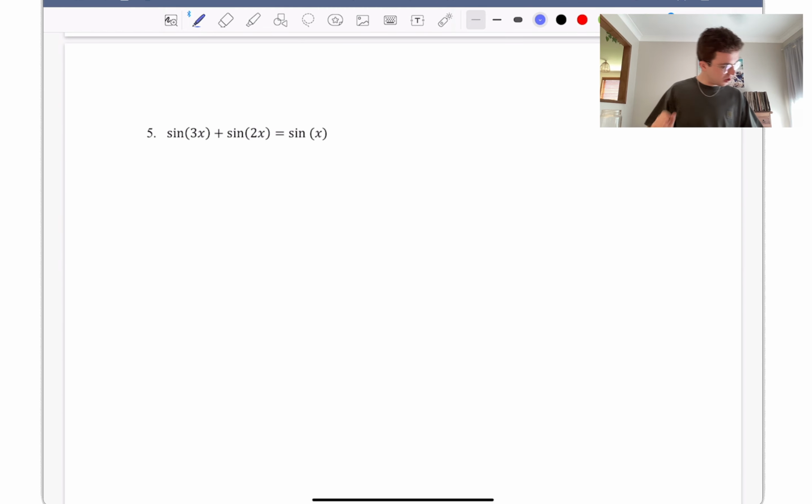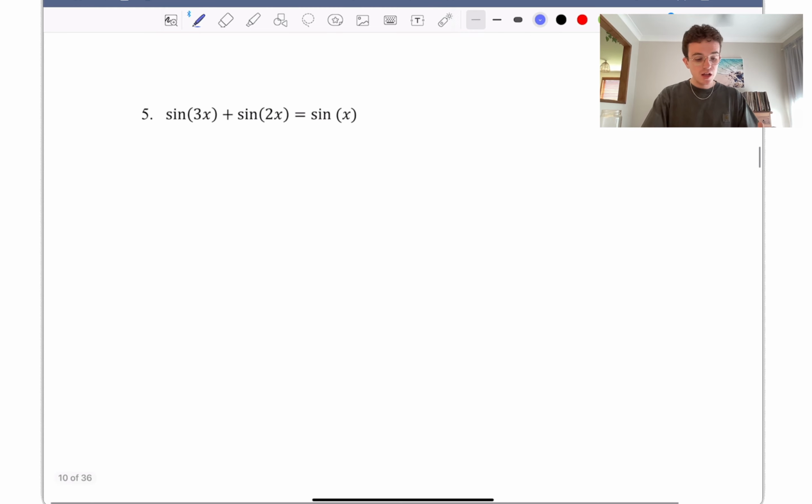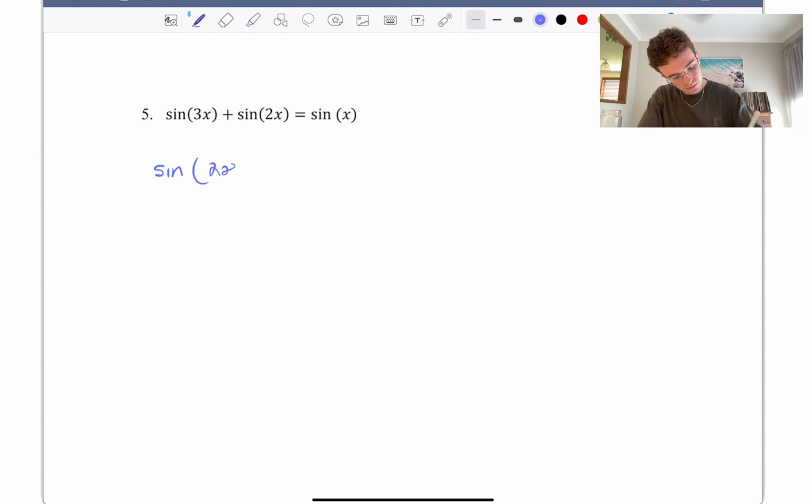Okay, I think this next one's a long one. So we're going to have a go at solving sine of 3x plus sine of 2x is sine of x. To do this problem, we're going to realize that sine of 3x is actually sine of 2x plus x. Now sine of 2x plus x, expanding that compound angle, we get sine of 2x cos of x plus sine of x cos of 2x.